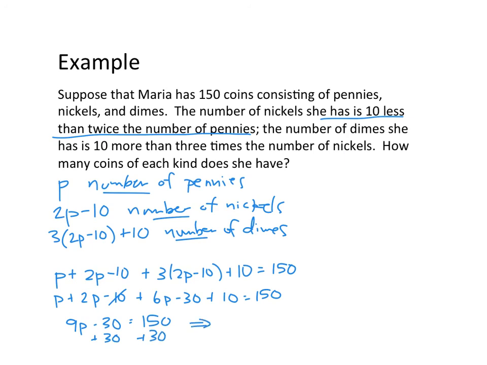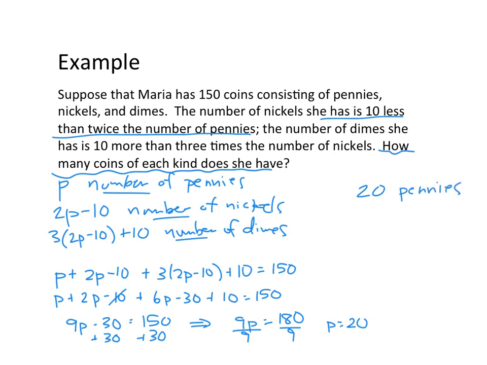I ran out of space here, but you guys can keep going on paper. Again, trying to do this vertically. I'm not modeling that very well in this problem, sorry. And we get p equals 20. So make sure then that you answer the question, because the question was how many coins of each kind she has. Just saying 20 pennies is not enough. Let's answer the question. She has 20 pennies.